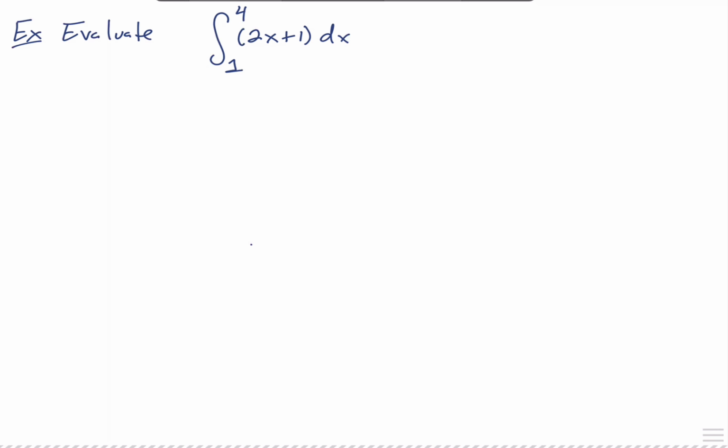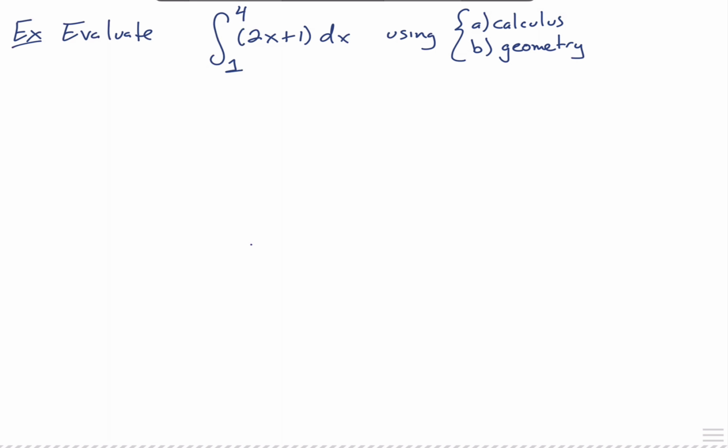Okay, so we're going to do this using calculus and using geometry. Now, obviously, using geometry for this example is way easier, but we want to do it both ways just so that we can compare them, okay? So this is an example where we don't really need calculus, because it's just a line, right? So we should be able to find it, no problem.